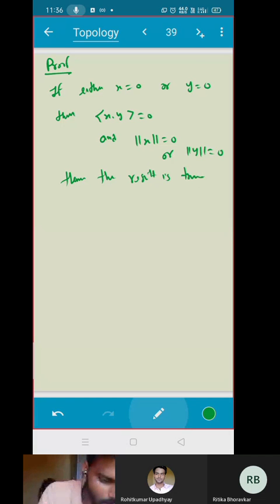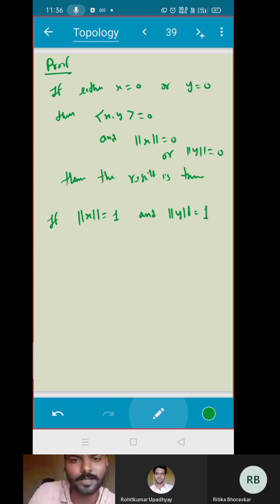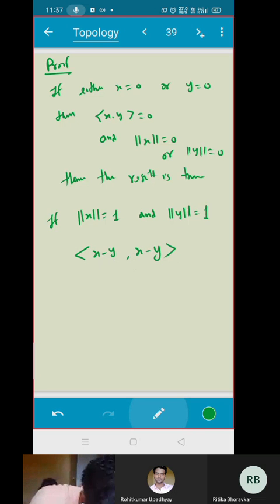Okay, good. Now let us take one more case. If x and y are unit vectors, if norm x is 1 and norm y is 1, we are going to consider something. Let us see. We are going to consider this x minus y, x minus y. Shreyas, you had an idea a little bit like this only, but if you had thought a little bit more, you must have got it. So what is this inner product of x minus y, x minus y?